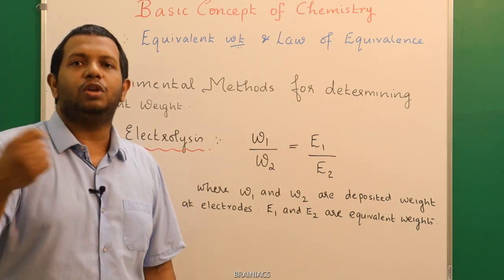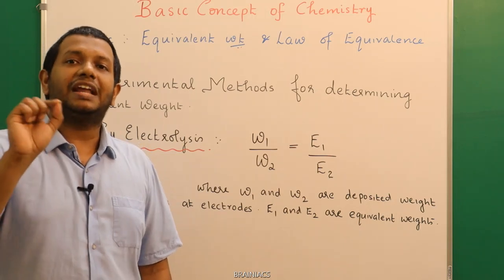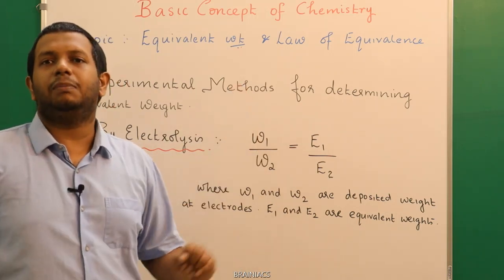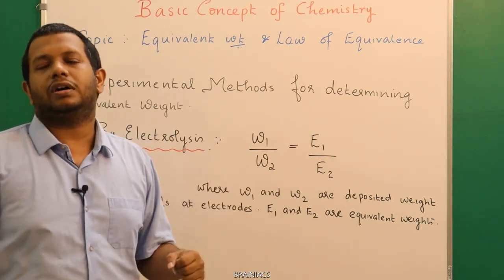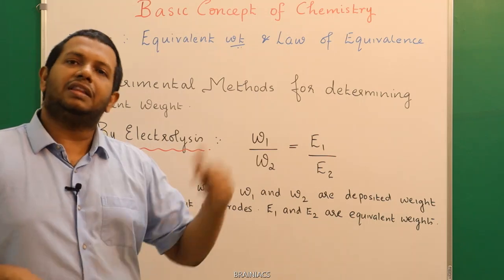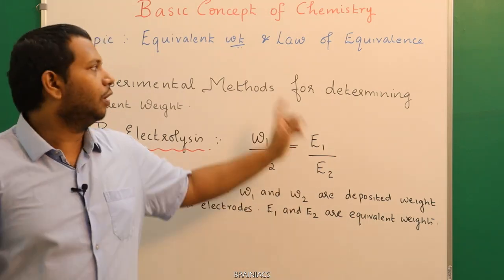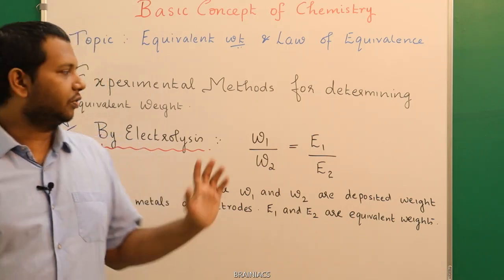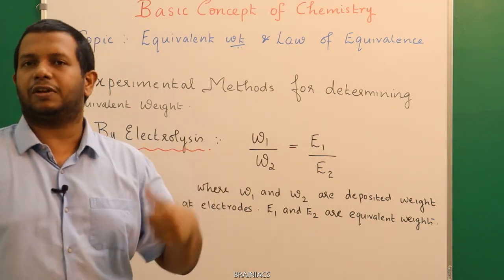Next we will go into the concept of gram equivalence. First I will draw a similarity between the stoichiometric method and the law of equivalence. We will compare them, and then we will go into the concept of the law of equivalence, chemical equivalence. I hope you understood clearly. Any doubt, please feel free to get back.